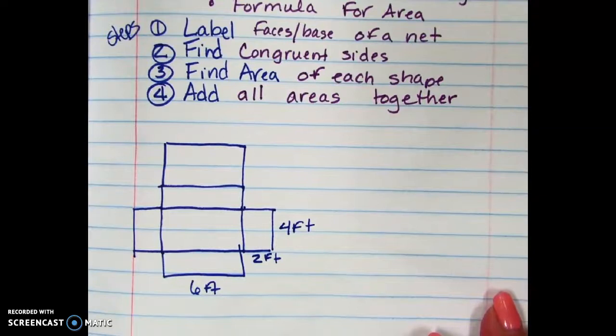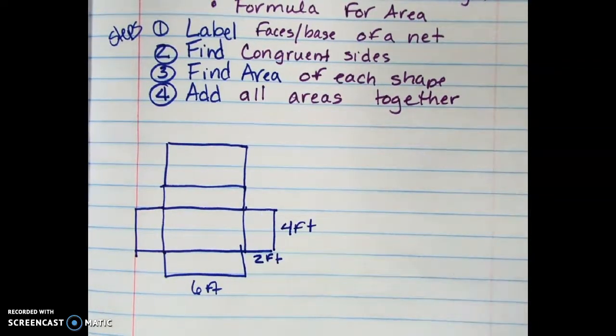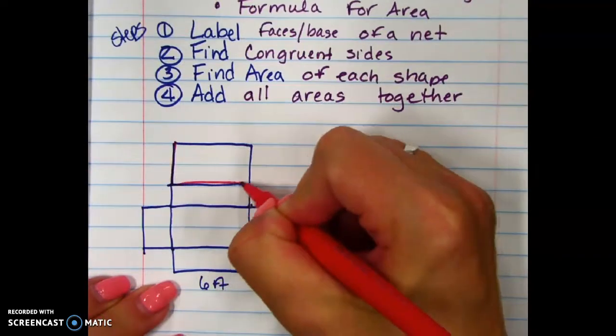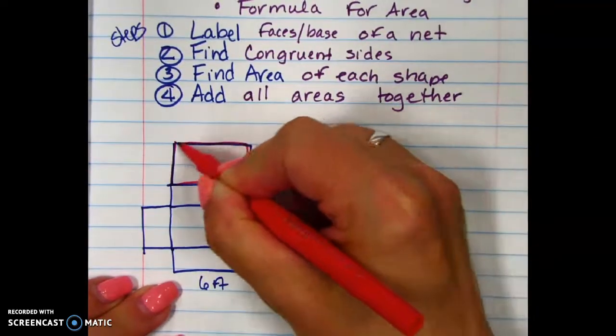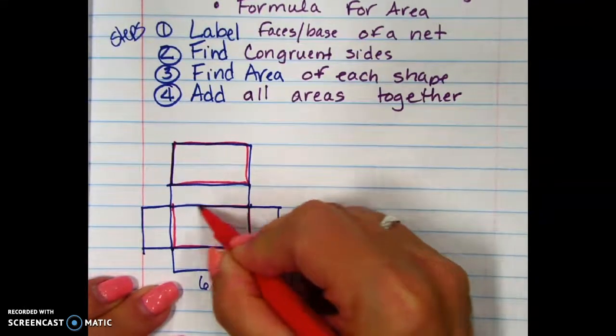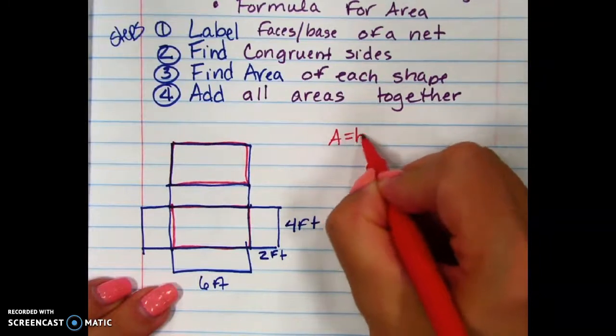All right, so those are our steps, and here I have this lovely shape. So how do I label this shape? Well, I can label it with letters. I can label it with numbers, but I'm going to do something a little bit different. I'm going to actually go ahead and outline the areas that are congruent. So this shape is congruent to this shape. So those are rectangles.